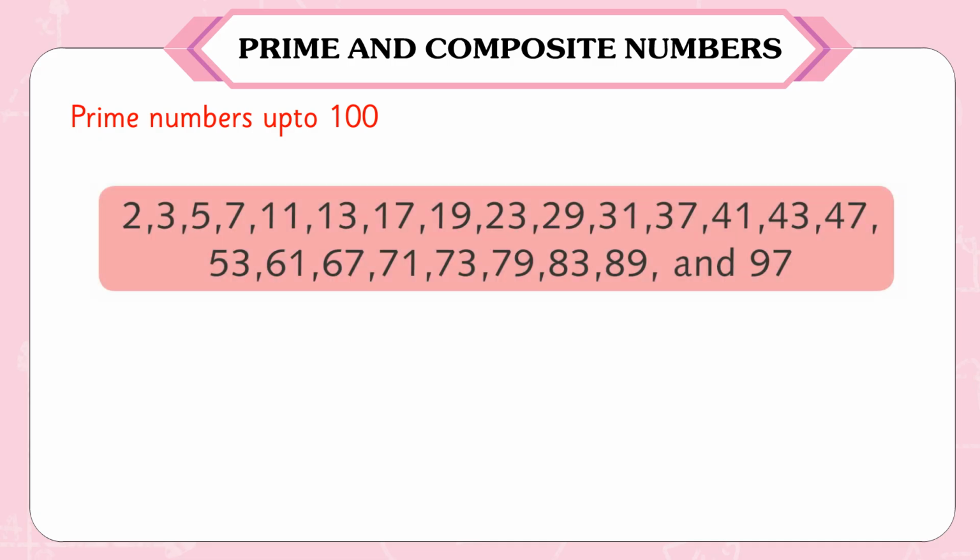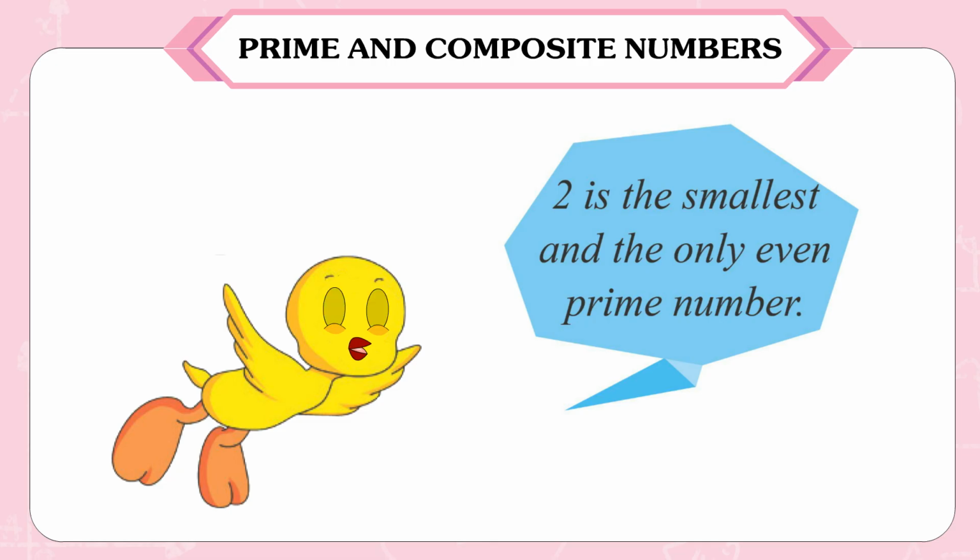2, 3, 5, 7, 11, 13, 17, 19, 23, 29, 31, 37, 41, 43, 47, 53, 61, 67, 71, 73, 79, 83, 89, and 97. 2 is the smallest and the only even prime number.